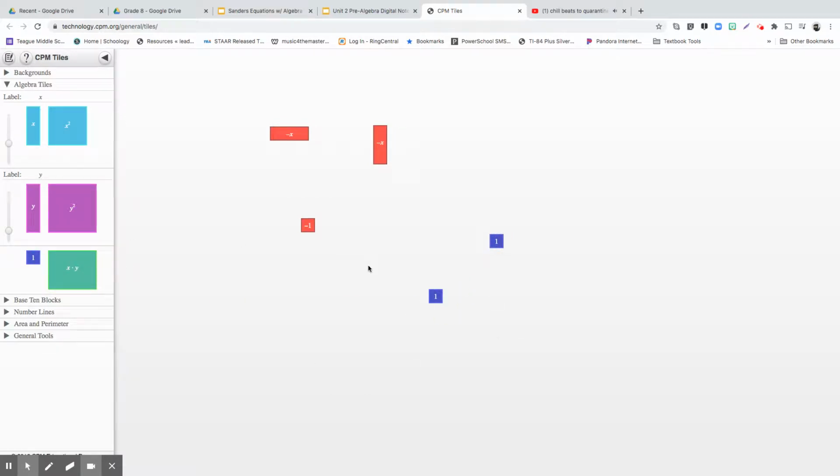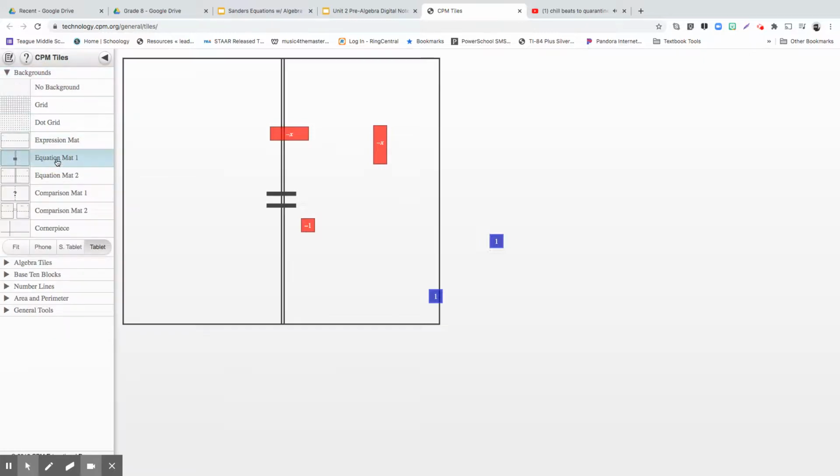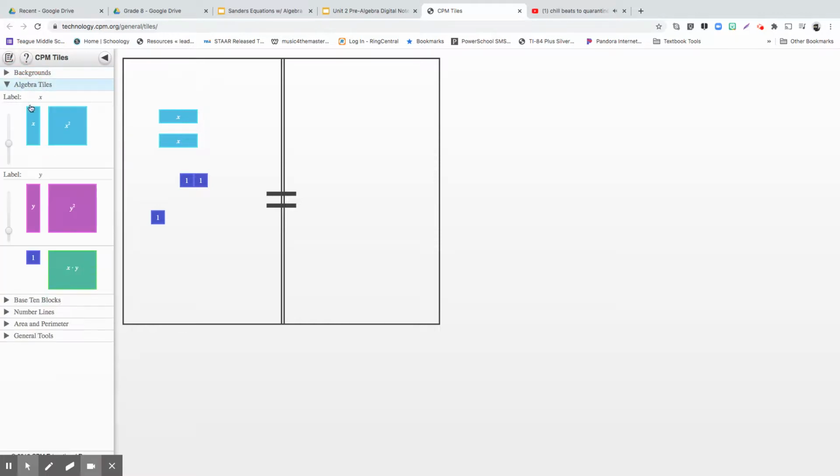Now, the next thing you can do is you can also have a background with an algebra equation map. So I want to show you that. So here is an equation map. All I have to do is click on equation map, and now I have my equation map. So let's say if I want to do this, 2x, and let's do maybe +5. 1, 2, 3, and I need some more tiles. So I'll just go back to my algebra tiles. 4, 5. So that would be 2x plus 5.